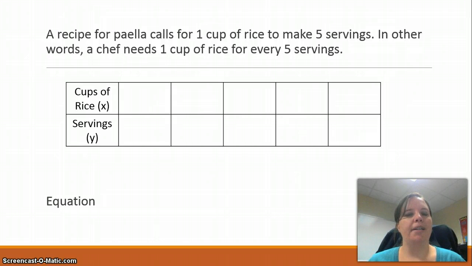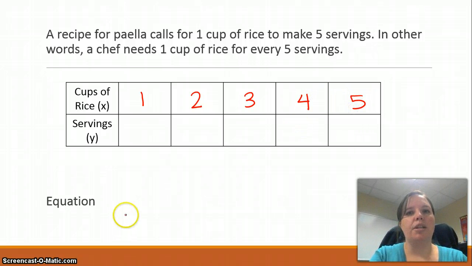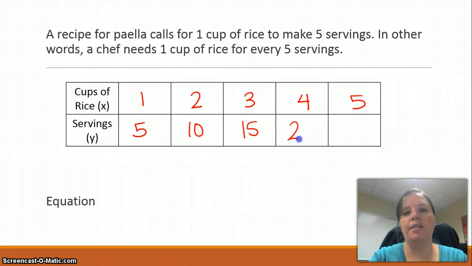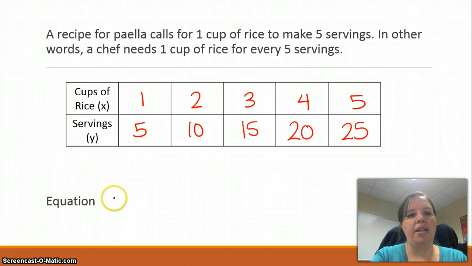A recipe for paella calls for a cup of rice to make 5 servings. So if we make the table here, every cup of rice, and we'll just go 1, 2, 3, 4, 5. Every cup is going to make 5 servings. So if we had 1 cup, 5 servings, 2 cups, 10 servings, 3 cups, 15, 20, and 25. Definitely a linear pattern. But this specific one, we're going to start writing equations for.